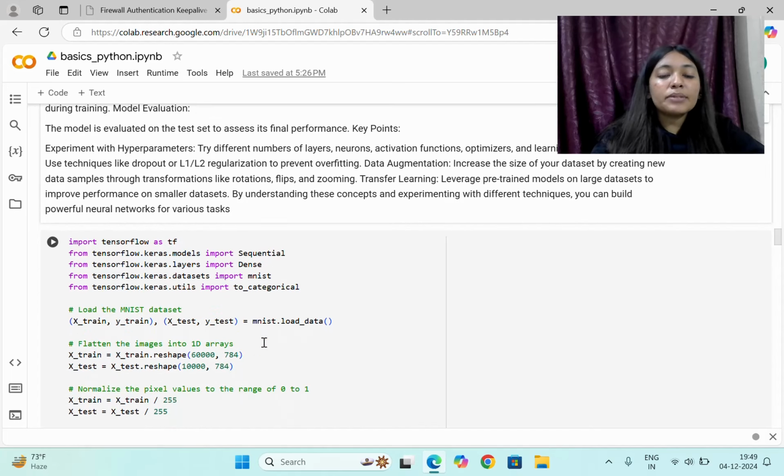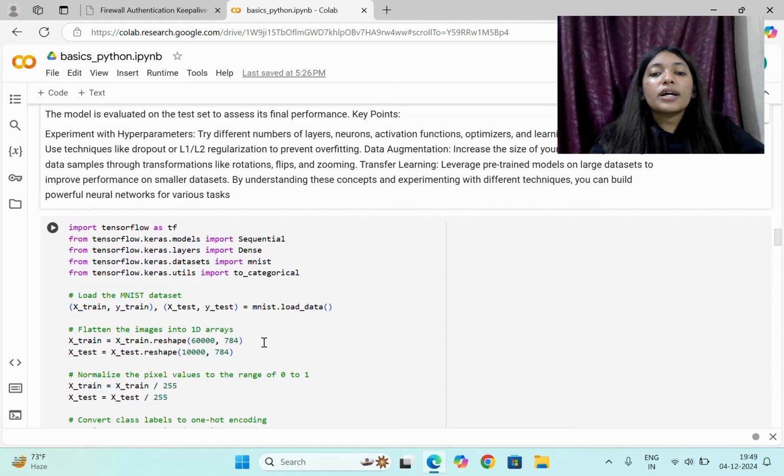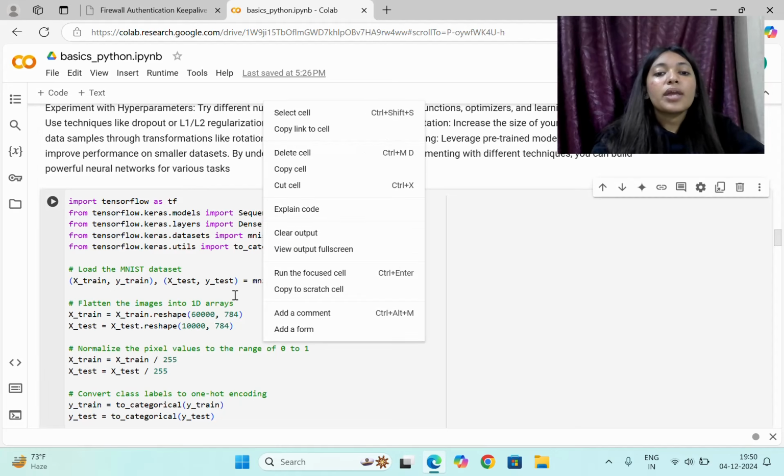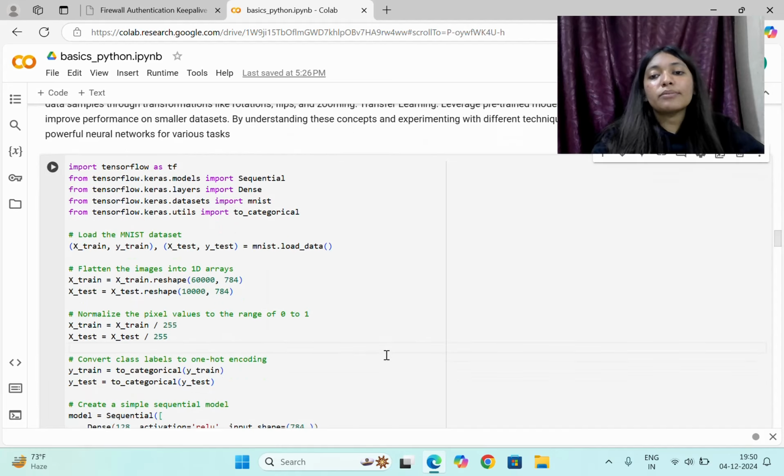Experiment with hyperparameters: try different numbers of layers, neurons, activation functions, optimization, and regularization. Use techniques like dropout or L1 L2 regularization to prevent overfitting. Data augmentation is used to increase the size of the data set by creating new data samples through transformations like rotation, flips, and zooming. Transfer learning leverages pre-trained models on large data sets to improve the performance on smaller data sets. Now, by understanding the model experiments and different techniques.